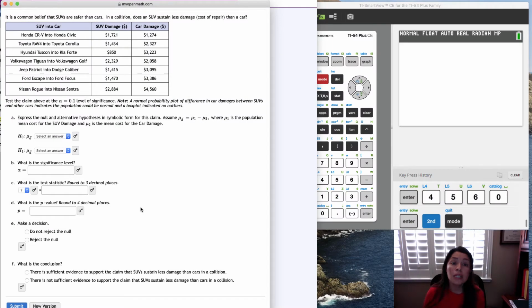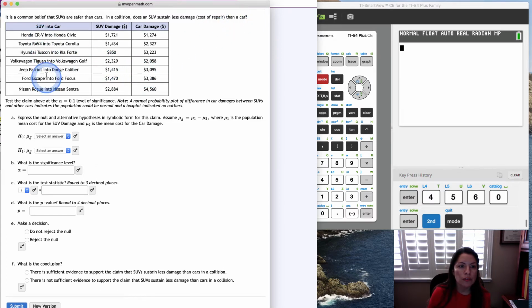Hi, so in this example, we're going to conduct a hypothesis test regarding two dependent population means. Because they're going to be dependent sampling, or in other words, matched pairs, we will have to use the dependent sampling technique. In this case, it's a common belief that SUVs are safer than cars. In a collision, does an SUV sustain less damage, or cost of repair, than a car?